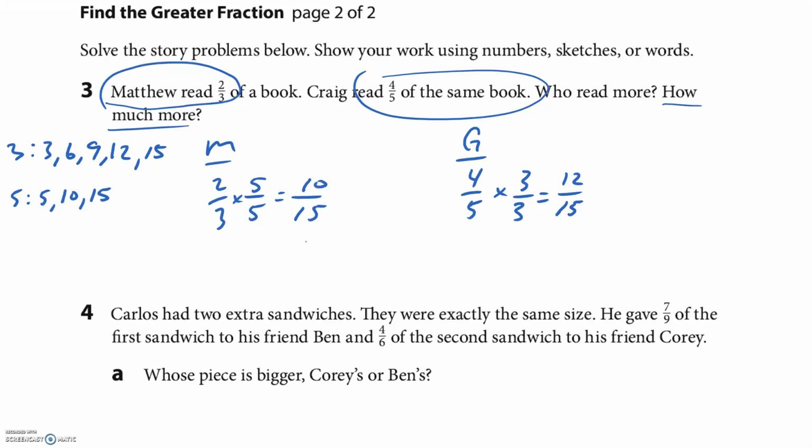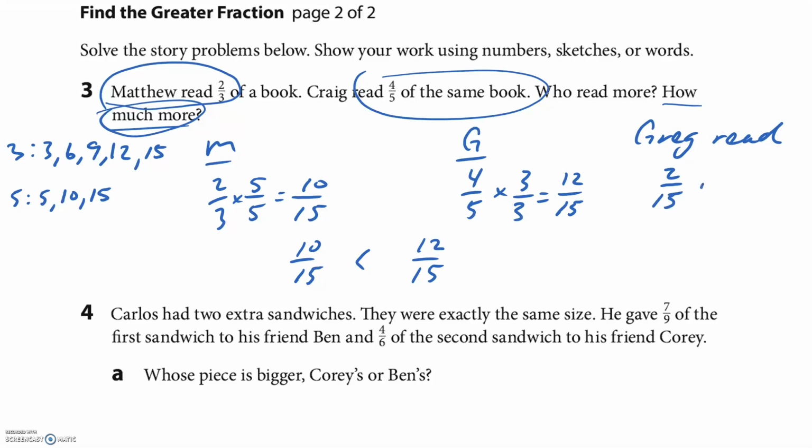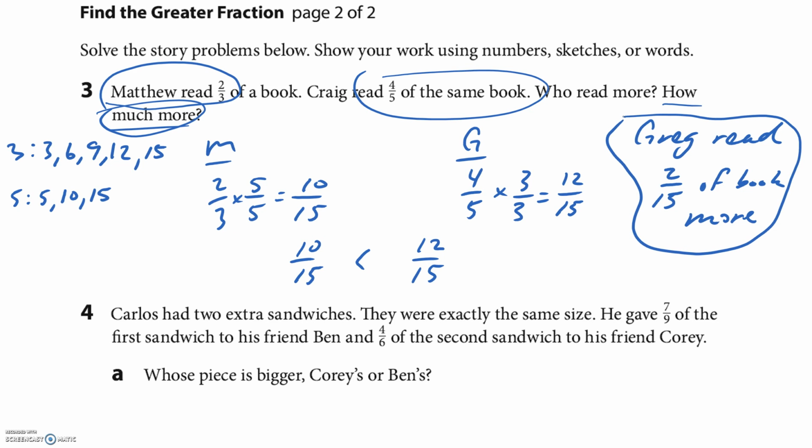So then I'm going to compare them. So 10/15 is less than 12/15. And they want to know how much more. So it looks like Greg read 2/15 of a book more. I'm going to circle that whole thing. It's going to put a lot of work on there. All right, let's look at the last one.